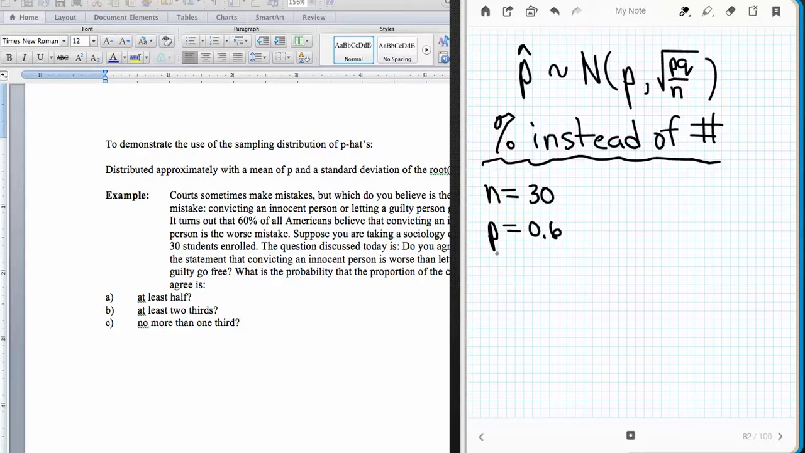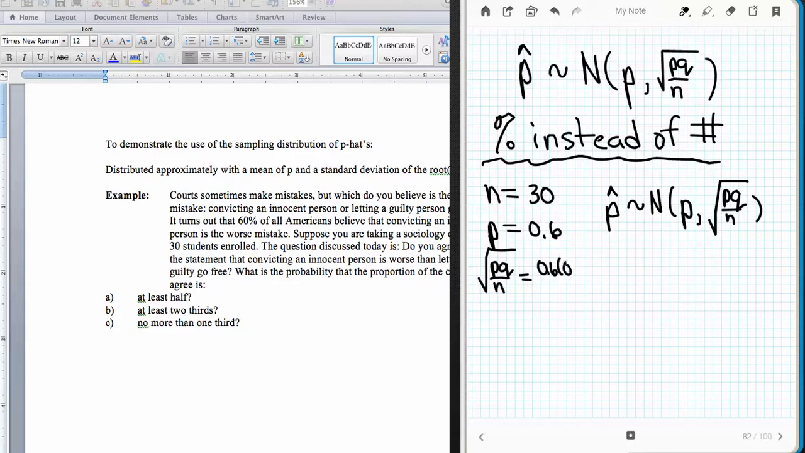And then the next thing that we want to say is that the p-hats, the proportions in samples, are going to be normally distributed with this same p and with a standard deviation equal to the square root of p times q divided by n. So this is going to be 0.4 times 0.6, divided by my n, which is 30, and then I'm going to take the root of that. That value is going to give me my standard deviation. So let me calculate that really quickly.